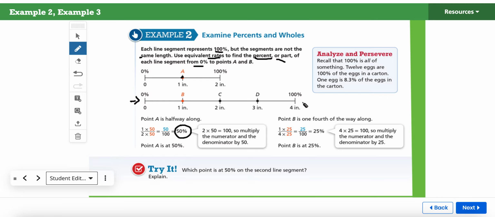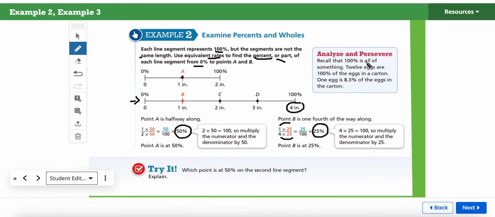So in this number line, we have now a total of 4 inches. And point B is at 1 inch. What percent would that be? So now instead of writing 1 over 2 like we did in the first one, it's going to be 1 over 4 because the total is 4. So 1 over 4, and we're going to find out what percent. So same thing, 1 over 4 equals something over 100. How do you go from 4 to 100? You multiply by 25. So you multiply 1 times 25 gives you 25. So the second one is 25%. So 1 inch is 25% of 4 inches.